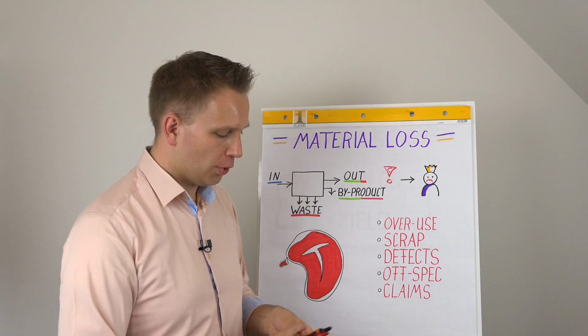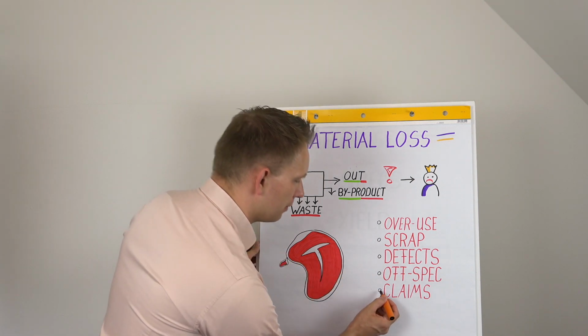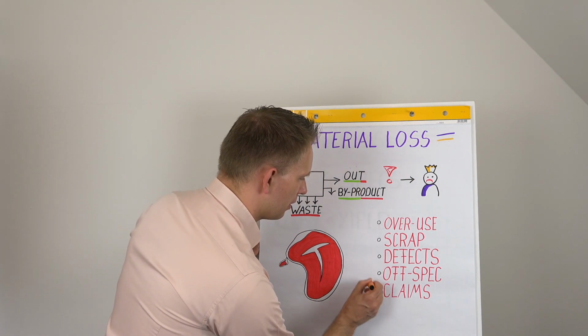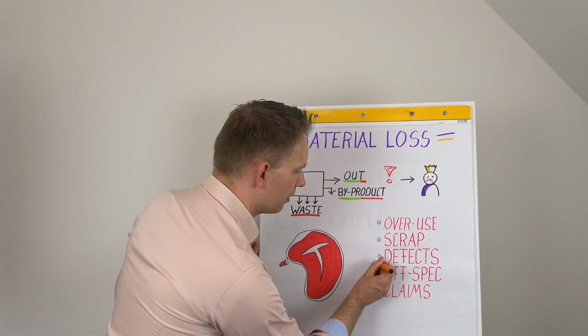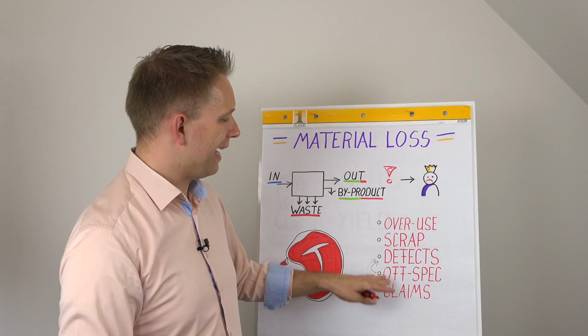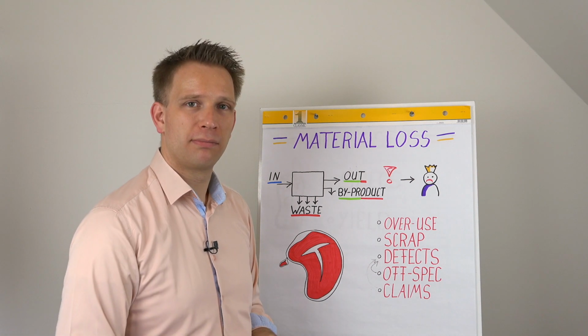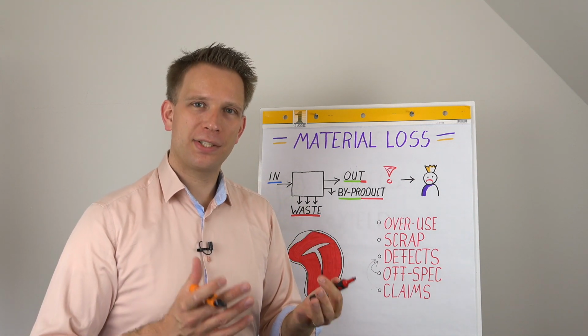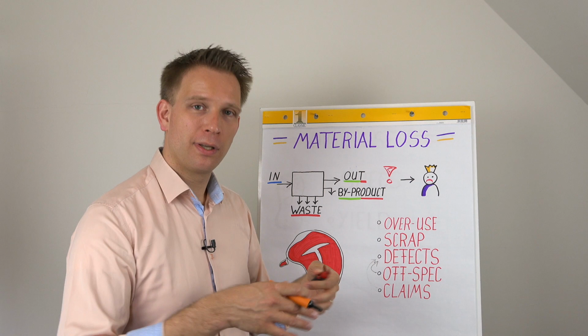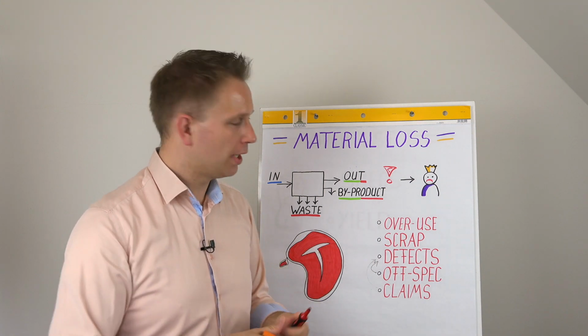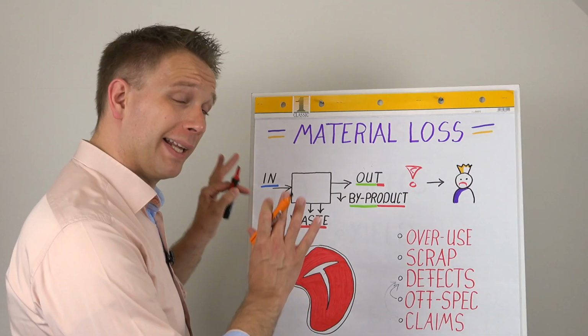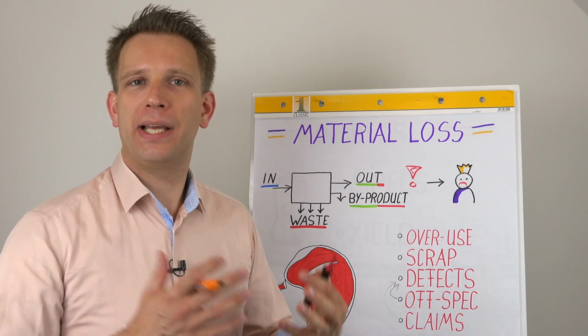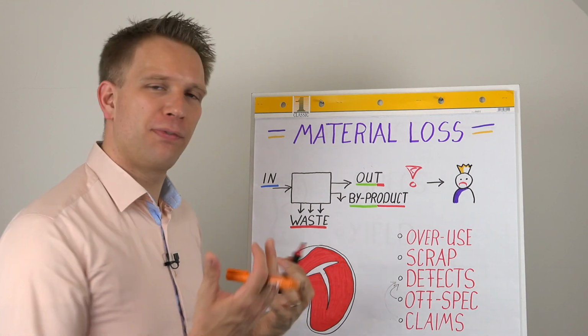Now, what you also try to do, especially with the lower three here, is you try to get into where it happened. So if you can link claims and off-specs to defects, you can make a good analysis of where in your process you need to fix things to prevent all of that. Now, let's check a nice example of how to define these things in practice.